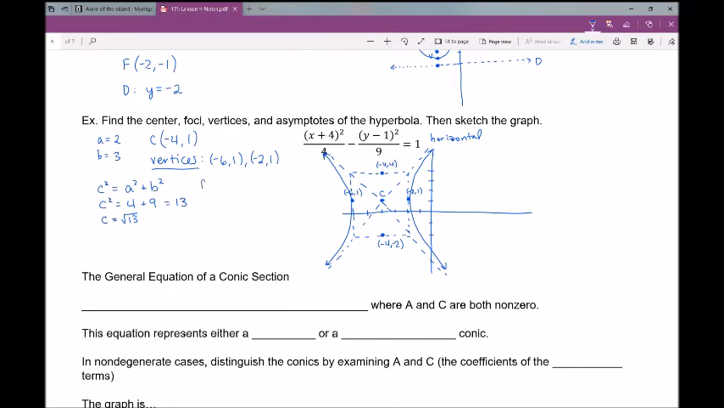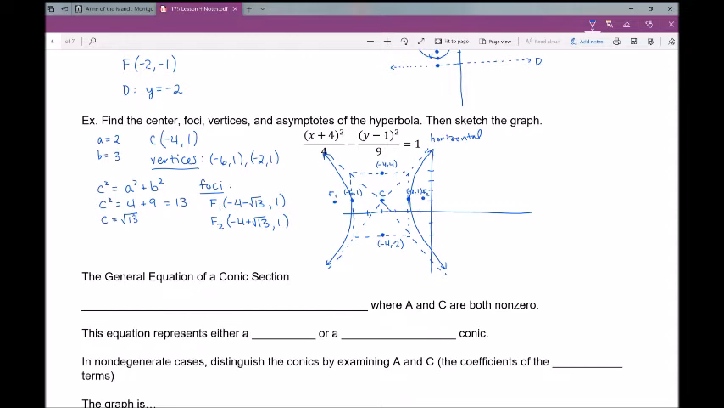So the foci points, I'm going to call F1 and F2. F1 will take the center and will subtract square root of 13 from the x-coordinate, but the y-coordinate will stay the same. For the second focus, we'll add the square root of 13 to the x-coordinate, and the y-coordinate will again stay the same. So these foci will be somewhere around here. So this might be F1 and this might be F2. Okay, so those are our foci.